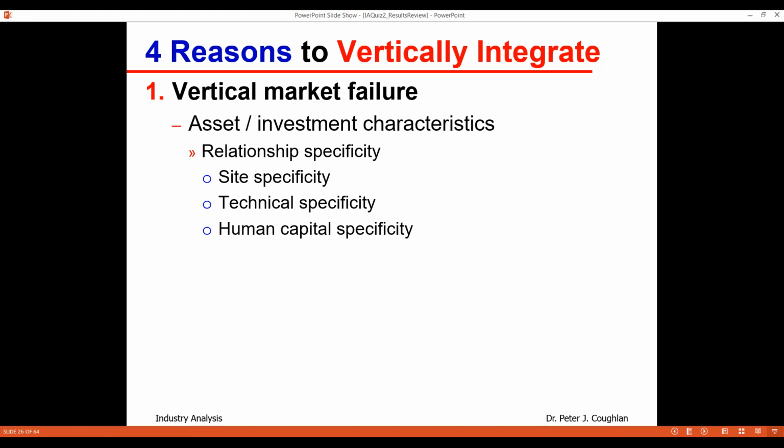So that's technical specificity that's optimized. Therefore, if I'm a bottler for Coke, I'm beholden to Coke, and I cannot very easily say, you know what, you're not going to give me a good deal, Coke, so I'm going to go and bottle for Pepsi or Dr. Pepper. No, you can't, right?